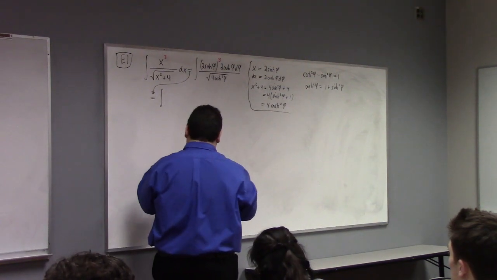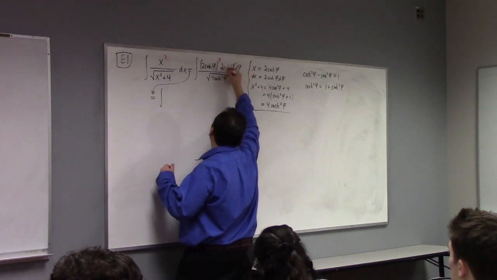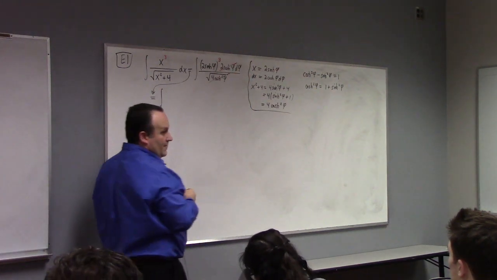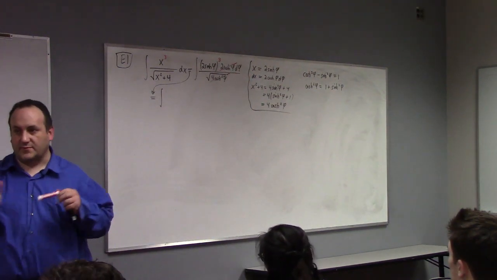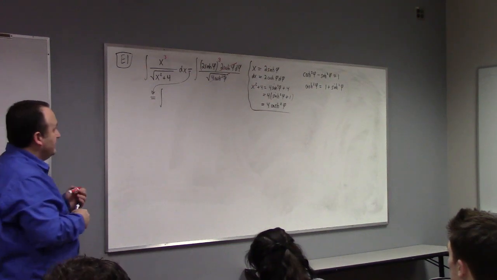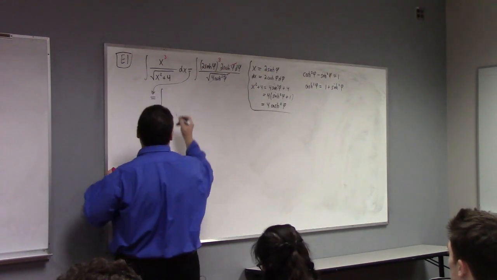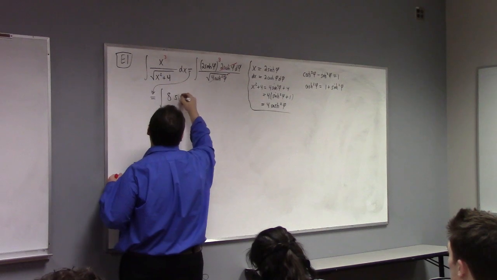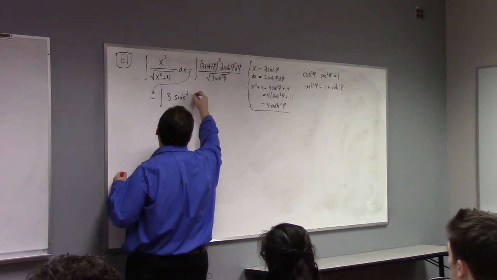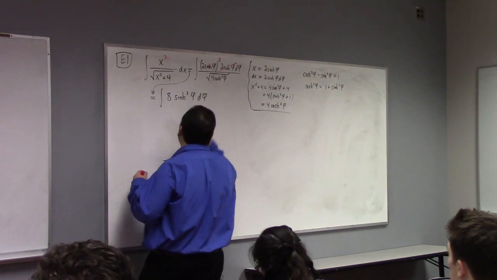Listen, guys, what happens here is this cancels that, right? Those are the same, 2 cosh phi, both above and below. So what you're left with then is 8 hyperbolic sine cubed phi d phi. How do we do that integral?